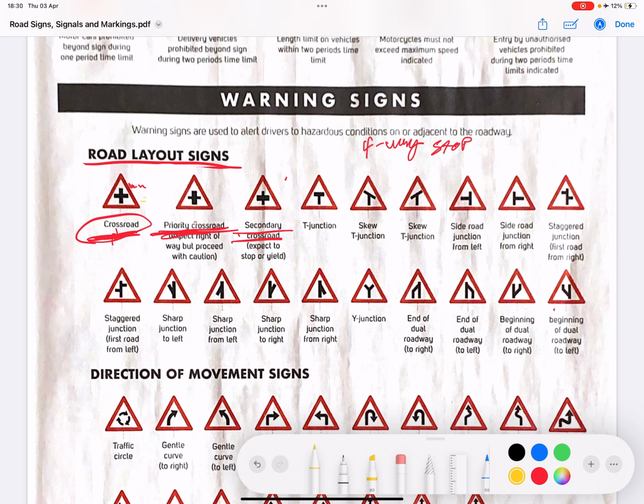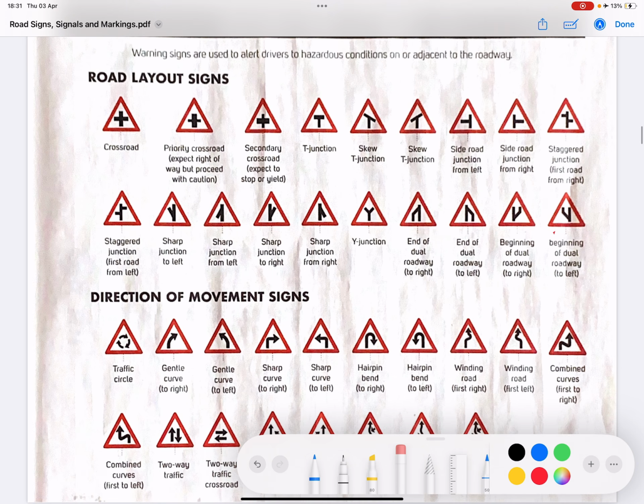Okay? And then you come to this one, secondary crossroad. So if you are going straight like this, you are now a secondary. These are primary. They have the right of way, these people. When you are a secondary sign, you are a secondary. Okay. And so basically the road layout, they're talking about the layout of the road. This is how the road is laid out.